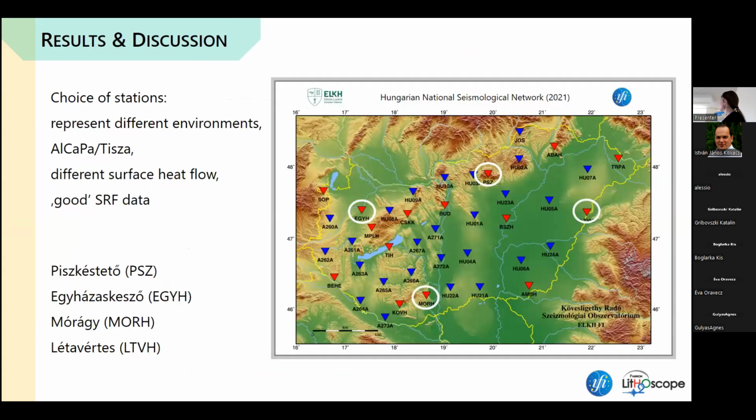So we did these model sets for 4 chosen stations in the first round. These are Piszkéstető, Egyházas-Kesző, Móregy, and Létavértes. The aspects of choosing these stations were to have stations that represent different tectonic environments, different microplates, different surface heat flow, and last but not least, they were supposed to have nice, good SRF data.